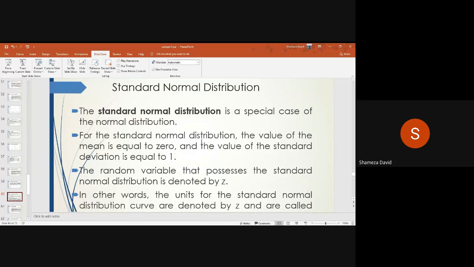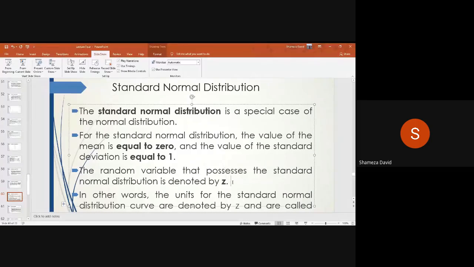For this distribution, the value of the mean is equal to 0, and the value of the standard deviation is equal to 1. So the standard normal distribution is a special distribution. The mean is always equal to 0, and the standard deviation is always equal to 1. The random variable that possesses the standard normal distribution is denoted by Z.